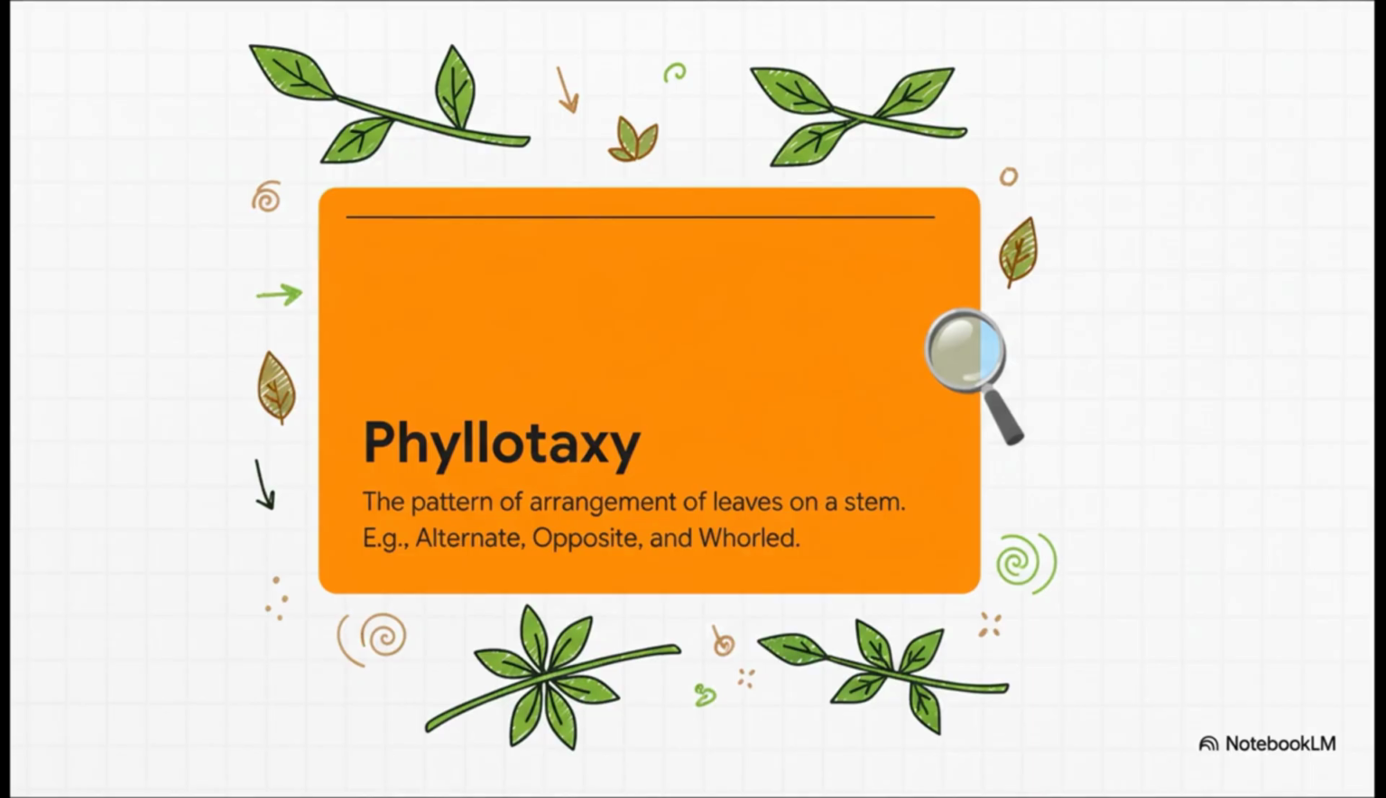There's alternate, where you get one leaf per node, like in China rose. Then opposite, where you get a pair of leaves at each node, like in guava. And finally, whorled, which is where a whole bunch of leaves form a circle around the stem at one spot, like you see in Alstonia.